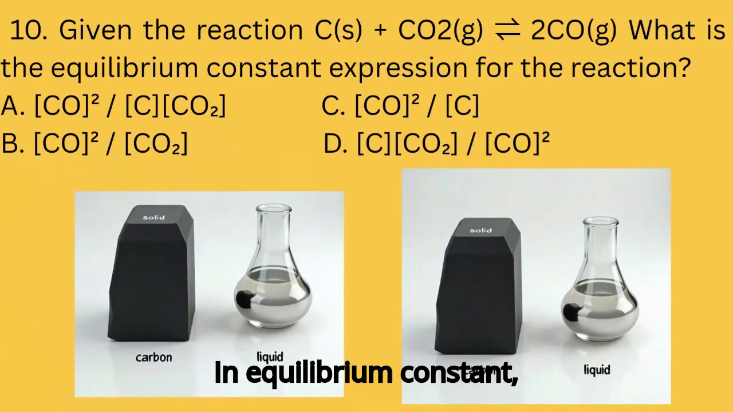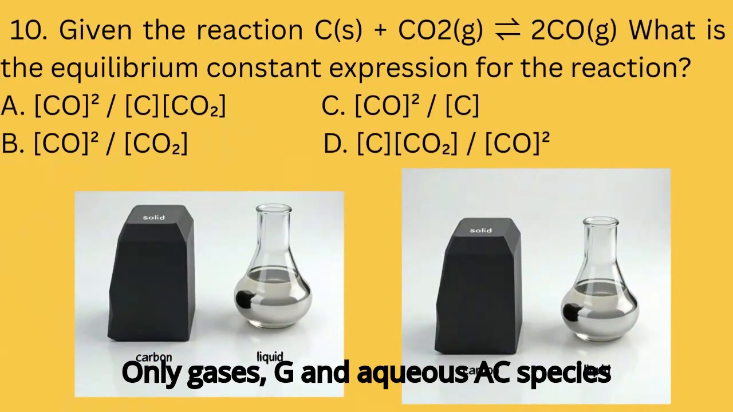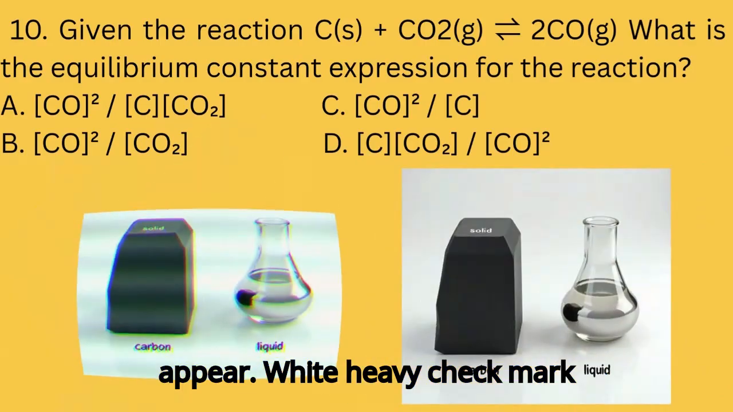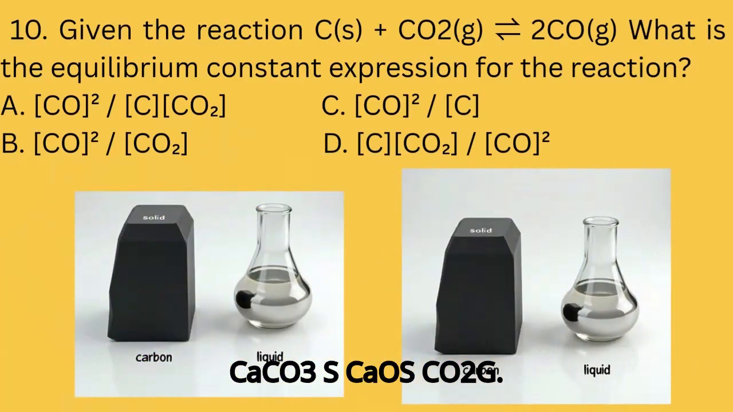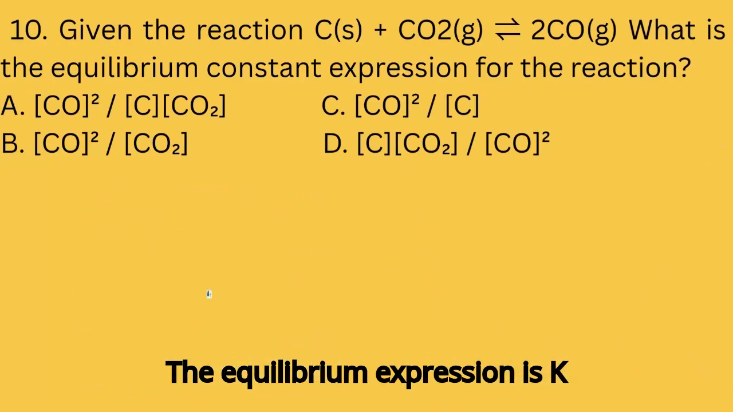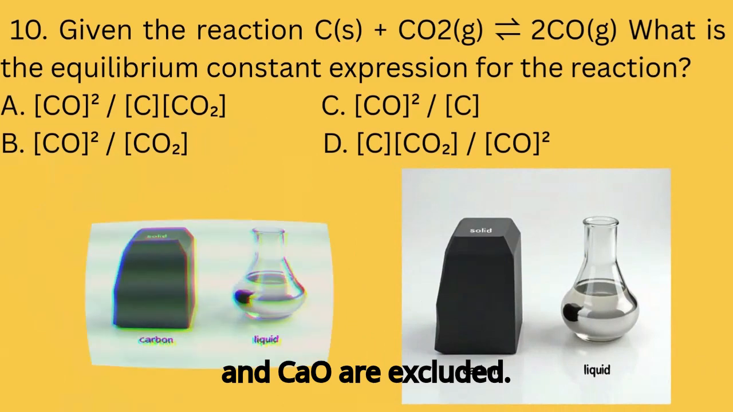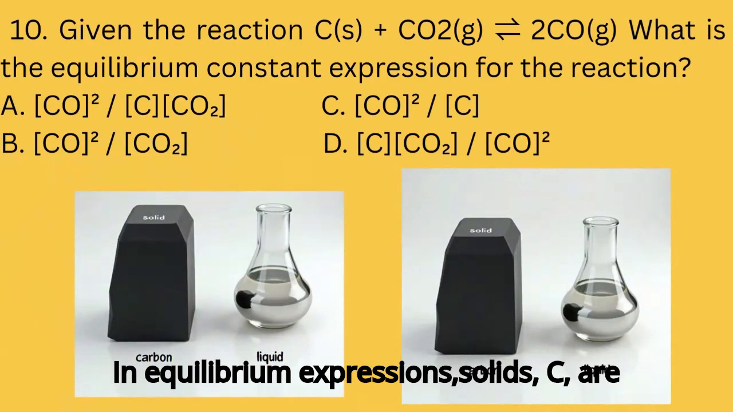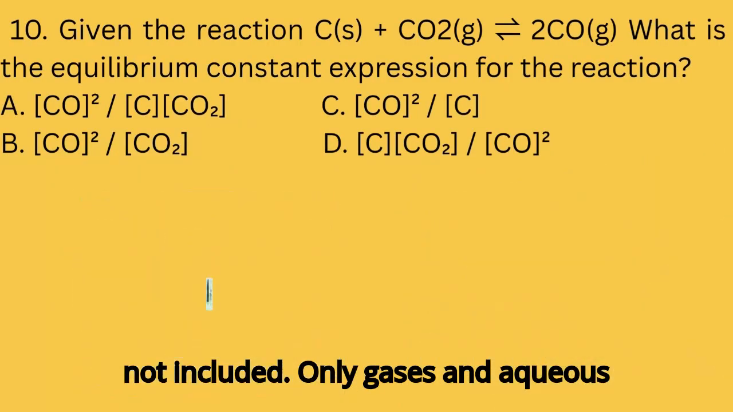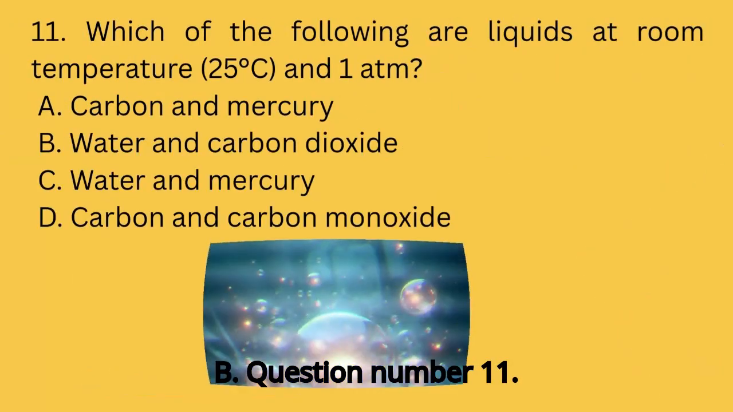In equilibrium constant K expressions, solids (s) and pure liquids (l) are not included. Only gases (g) and aqueous (aq) species appear. Example: for the reaction CaCO3(s) ⇌ CaO(s) + CO2(g), the equilibrium expression is K = [CO2]. Solids CaCO3 and CaO are excluded. For the reaction C(s) + CO2(g) ⇌ 2CO(g), solids like C are not included. Only gases and aqueous species appear. Correct answer is B.